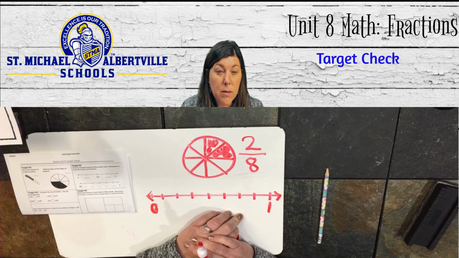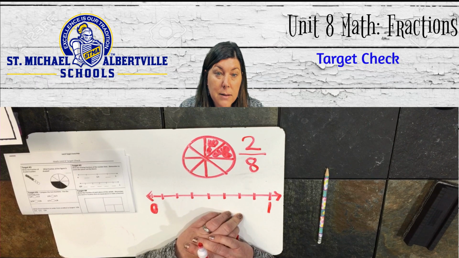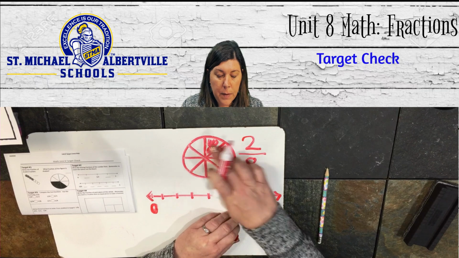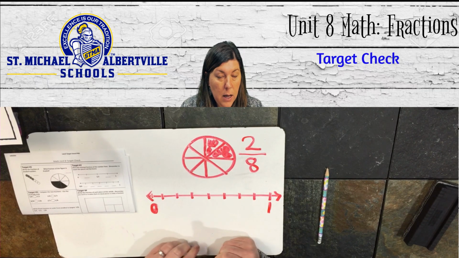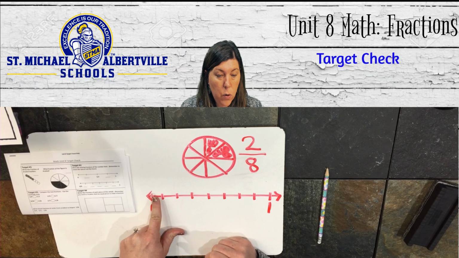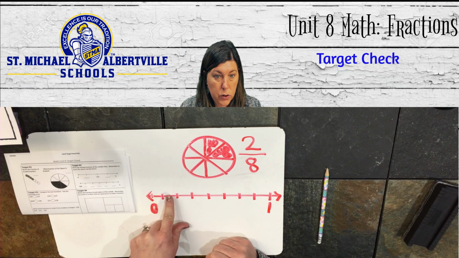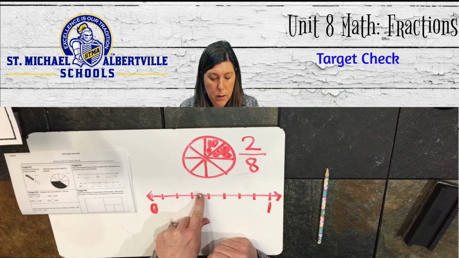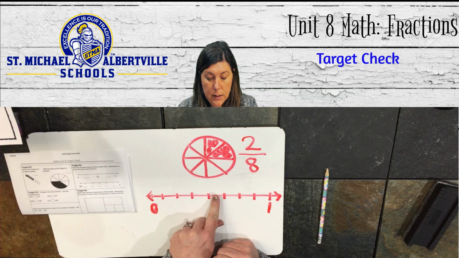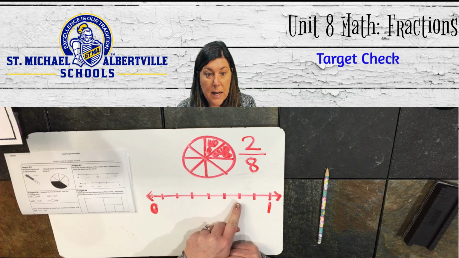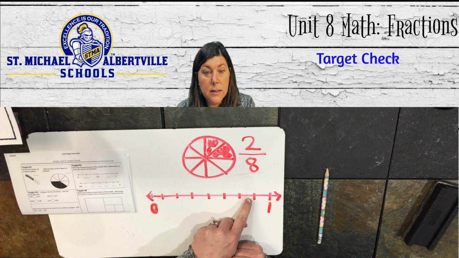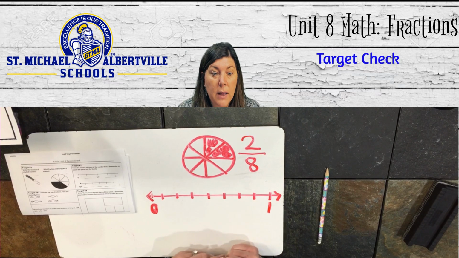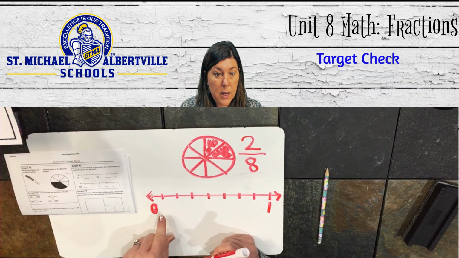If I do that same thing on a number line, it would look like this. On a number line, I count the spaces, not the lines, the spaces, just like I counted up here. So down here it would look like this. I count the spaces between 0 and 1. 1, 2, 3, 4, 5, 6, 7, 8 spaces.